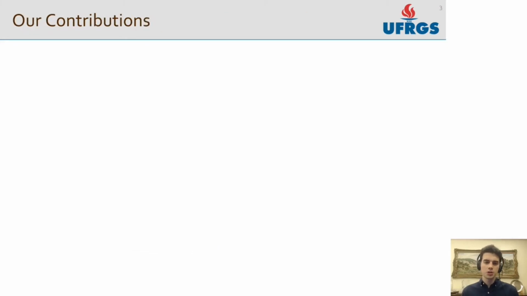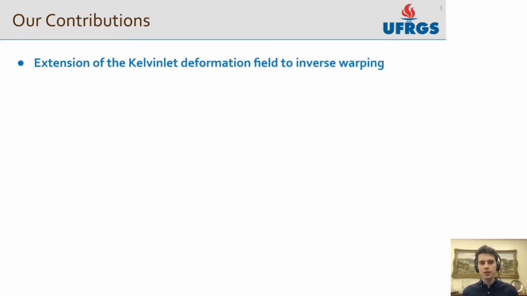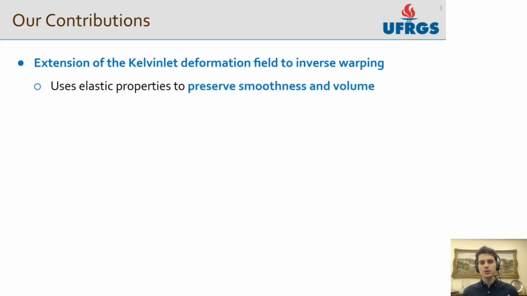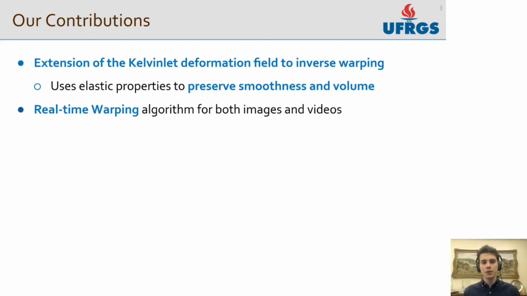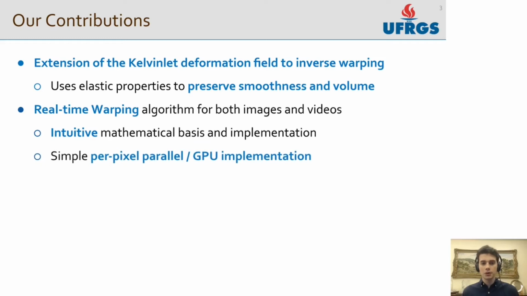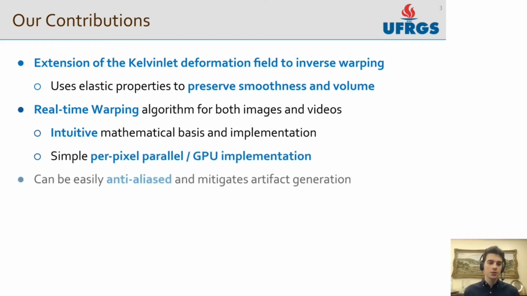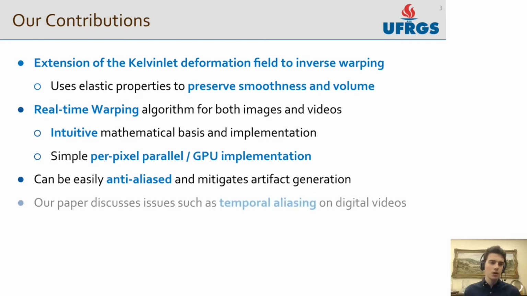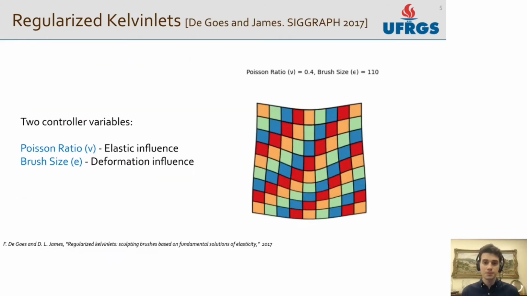Our contributions are an extension of the Kelvinlet deformation field to inverse warping that uses elastic properties to preserve smoothness and volume, a real-time warping algorithm for both images and videos that has intuitive mathematical basis and implementation, and a simple per-pixel parallel GPU implementation for which the results can be easily anti-aliased and mitigate artifact generation. Our paper also discusses issues such as temporal aliasing on digital videos.